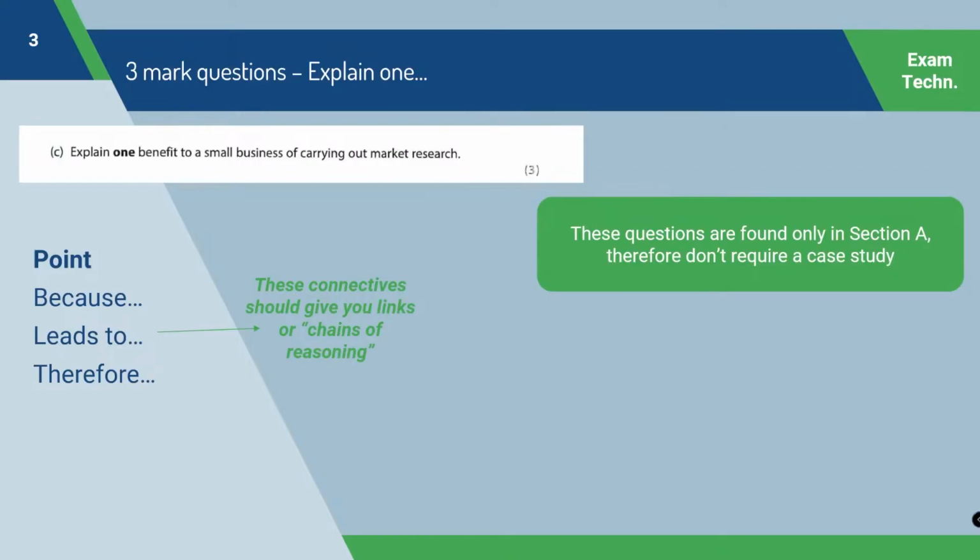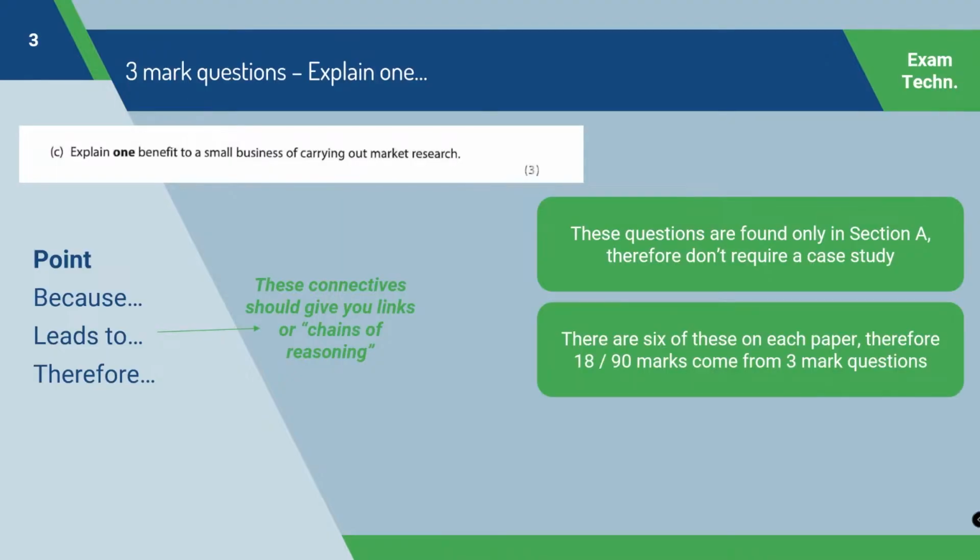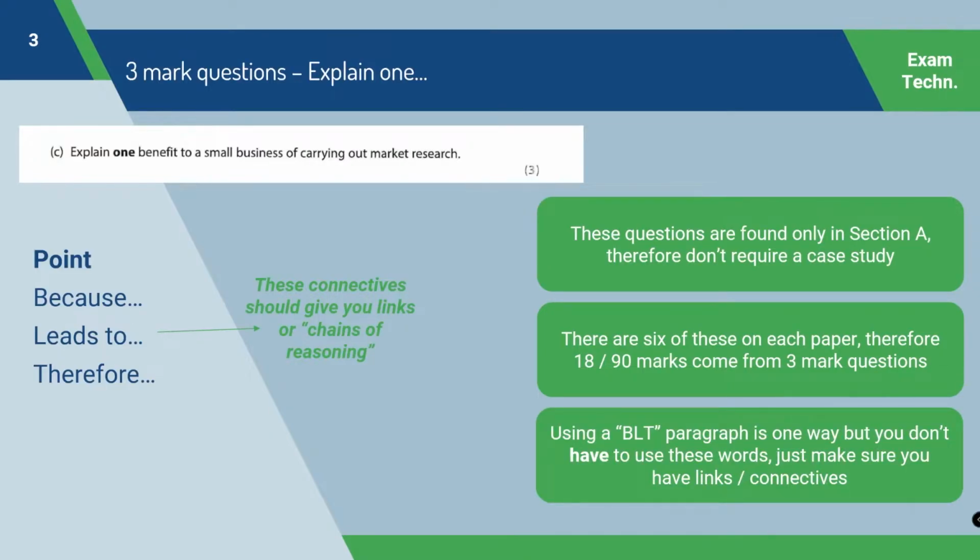So the first thing that's worth bearing in mind is these questions are only found on section A, so they don't require a case study, but there are quite a lot of them. There are 6 of these on each paper. That means 18 of the 90 marks on the paper come from these 3 mark questions, so it's really important to maximize these marks. Now, you could use a BLT.